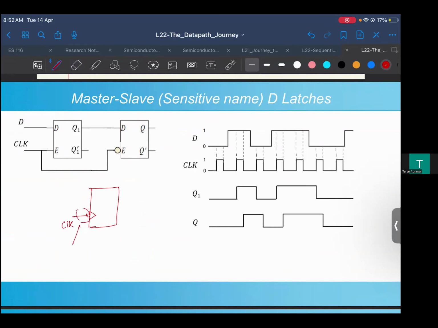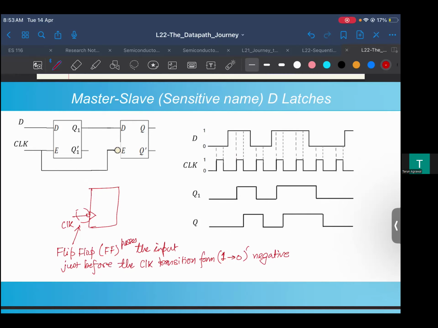It means that this is called a flip-flop, which is the edge triggered device. It passes the input just before the clock transition from 1 to 0, which is also known as the negative edge of the clock, or at the negative edge of the clock.